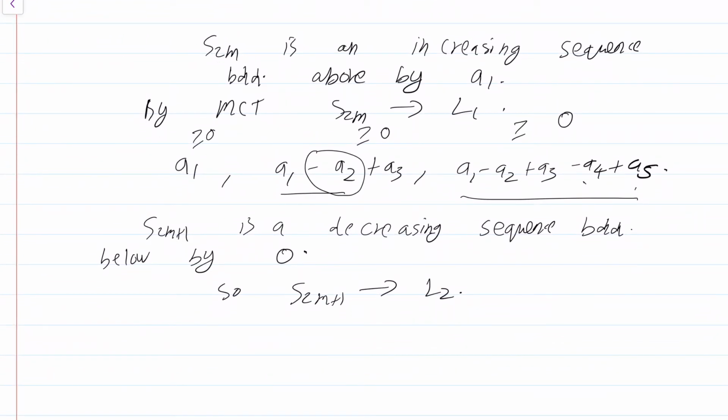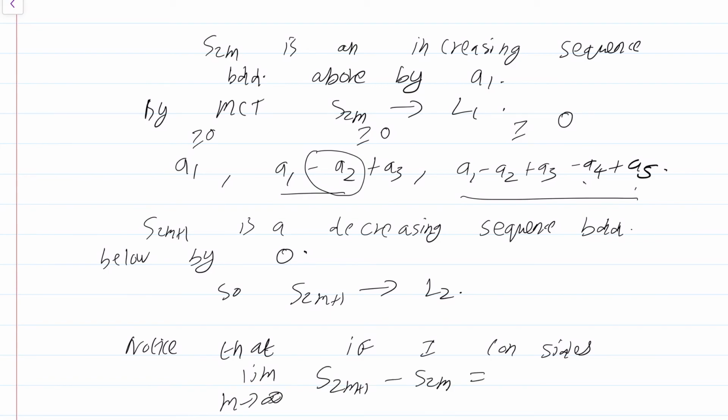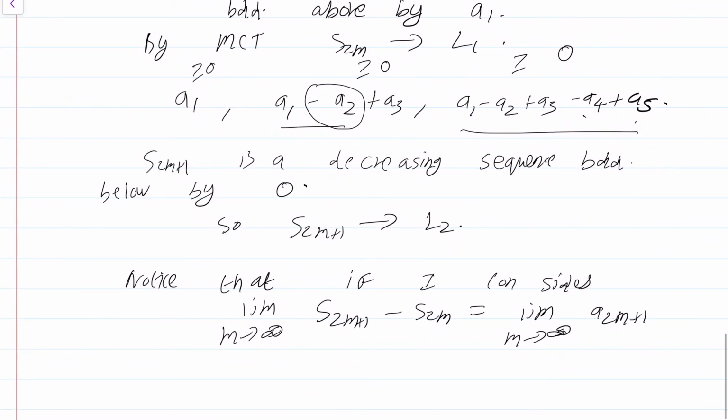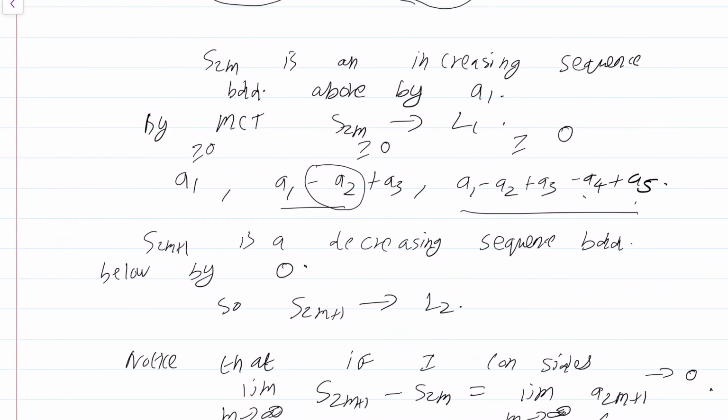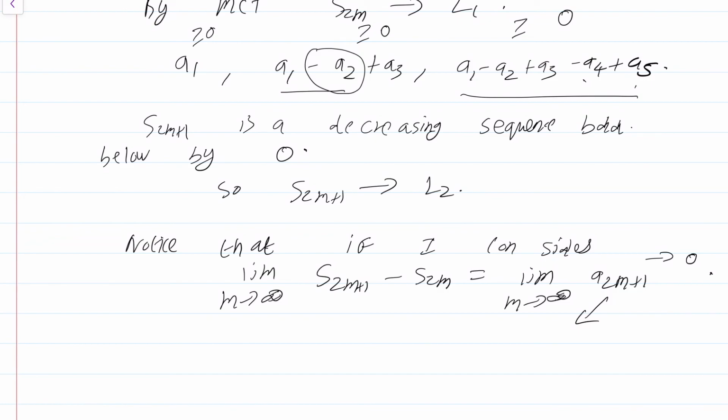Now notice that if I consider the limit as m goes to infinity of S2m plus 1 minus S2m, I am left with the limit as m goes to infinity of a2m plus 1, which goes to 0, right? Why does a2m plus 1 go to 0? Because it's in the hypothesis that the sequence an converges to 0. So a2m plus 1 will also converge to 0. What does this tell us? This tells us that the limit as m goes to infinity of S2m plus 1 minus S2m, which is nothing but L2 minus L1, is 0. Or in other words, L1 equals L2. Now by the exercise we are done.